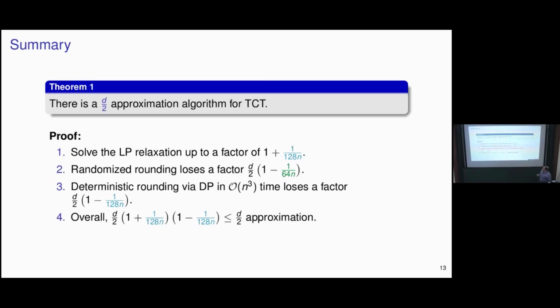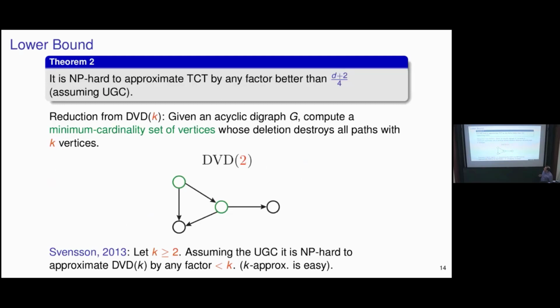So now I'm almost at the end. A few words on the lower bound. So we reduce the vertex deletion problem in directed acyclic graphs to our problem. Given an acyclic graph and a parameter k, we ask for a minimum number of vertices to delete so that there's no path of length k any longer. So in this example, DVD2, we could delete these two vertices, and then the remaining graph would not have a path of length 2 any longer.